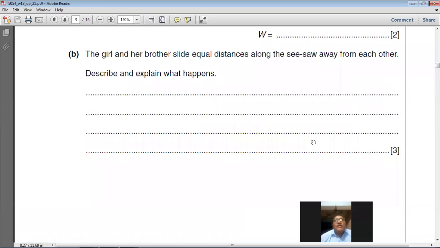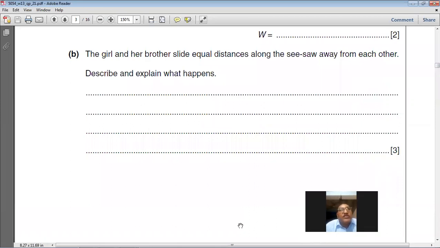Okay, the next question is a 3-mark question, B part of question number 2. The girl and her brother slide equal distances along the seesaw away from each other. Describe and explain what happens. You see, the weight of the girl is larger than the weight of the boy. The weight of the girl is 550, whereas the weight of the boy is 430. So if they move equal distances away from the pivot, the moment of the girl will be more than the moment of the boy.